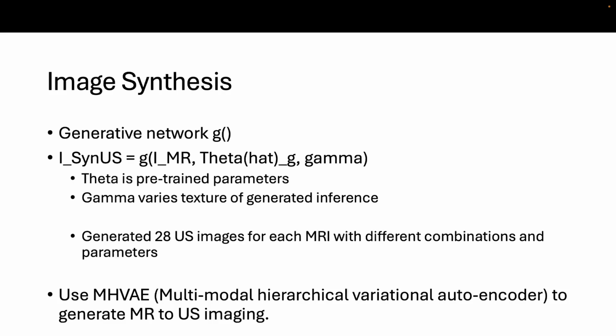I_sin_US equals G, and G is the generative network, and it takes parameters theta and gamma. Gamma varies the texture. Theta is basically the pre-trained parameters, or the weights. So it generates 28 ultrasound images for each MRI with different variations of theta and gamma.